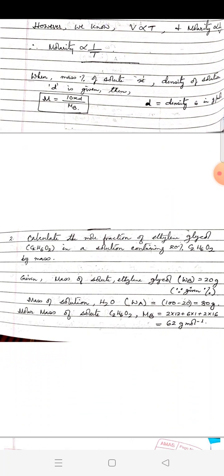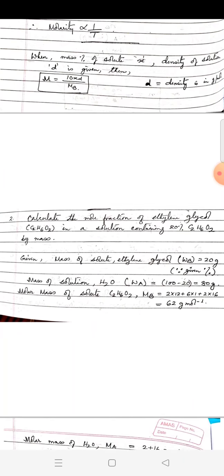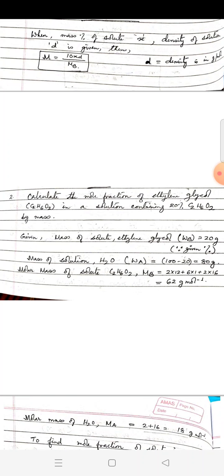Calculate the mole fraction of ethylene glycol, C2H6O2, in a solution containing 20% by mass. Now here it is very important for you to remember this question. If it is asked in the exam, it may be asked for 2 marks only. But for getting 2 marks, you have to write what is given and you get half mark for it. Then you write the correct formula, you get another half mark for it, and then you work it out, get the correct answer, you get another 1 mark for it. So it's very important to write the steps.